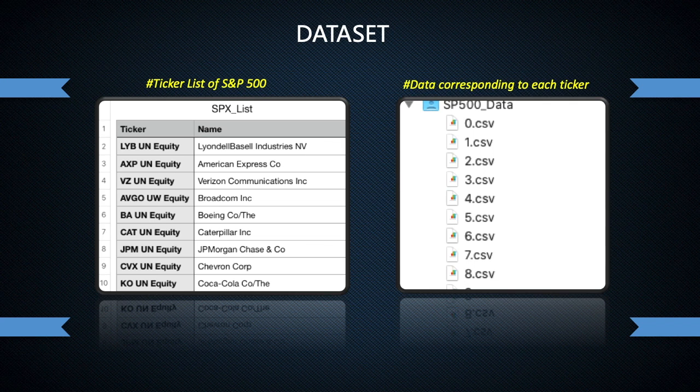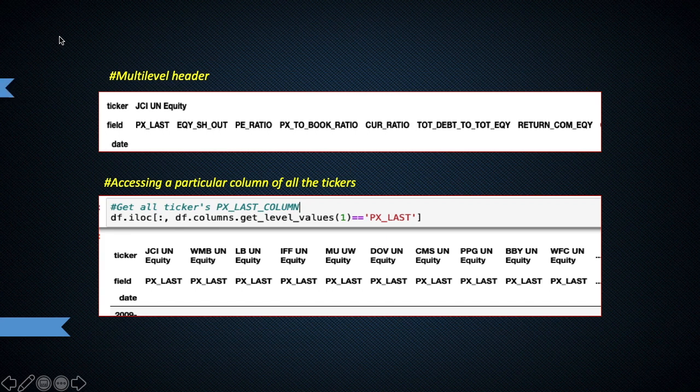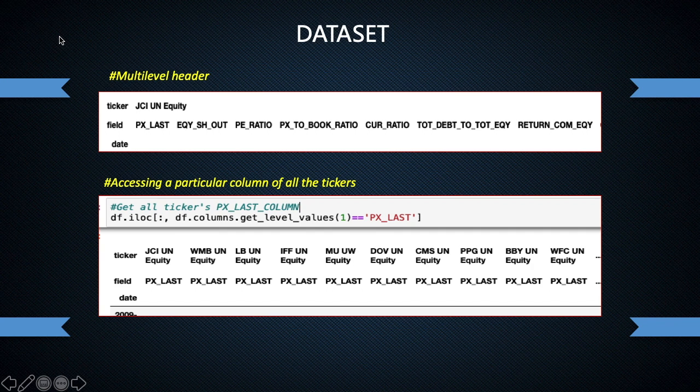On the left side, you can see a list of all the 505 stocks, and on the right side, the corresponding CSV files we downloaded from Bloomberg. If we look into one data file, we can see the header is a multi-level header. The first row contains the ticker name or stock name. The second row contains the column names. We kept the same format in the merged file because it is easy to retrieve a specific field for all the tickers together. For example, in the next screenshot, we can see how easy it is to find the PX last for all the tickers together.